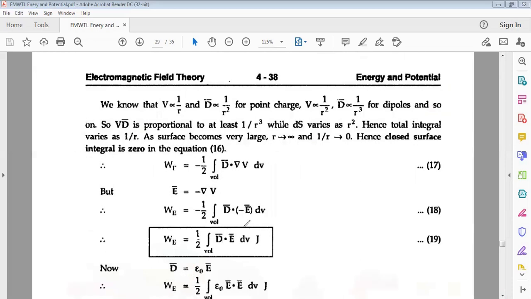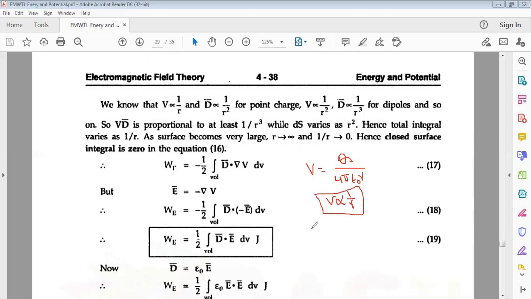Now, we know that the potential is proportional to 1 by r. Why? The potential V is equal to Q by 4 pi epsilon naught r. Since 4 pi epsilon naught is a constant, V is proportional to 1 by r, for the potential at a point charge.